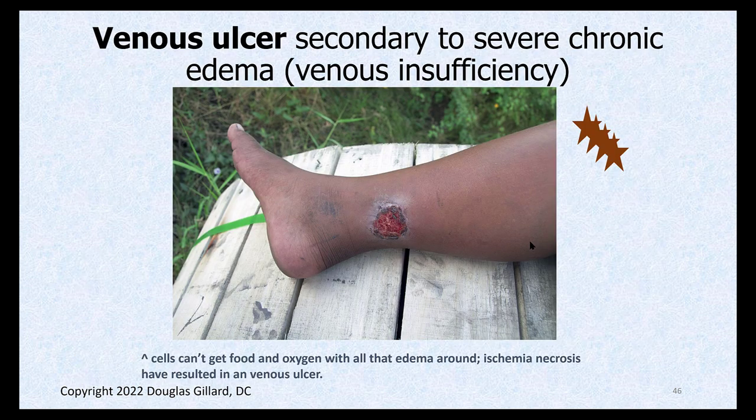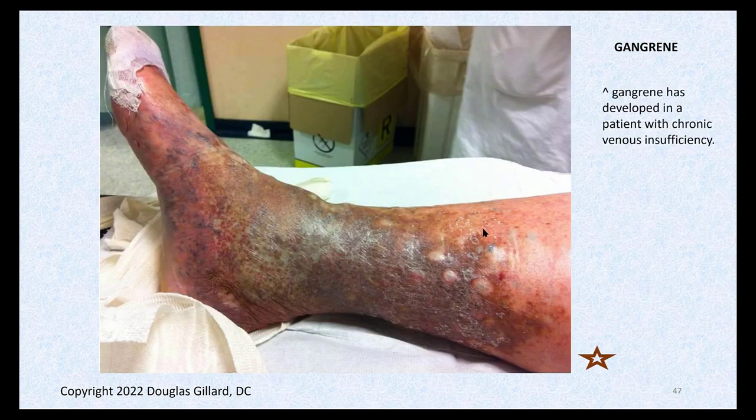Talk about that more in lab. And we can go a step further. So this is a person with venous insufficiency, and they got an ulcer starting because of it. And then here's the last step. This patient has waited too long. Chronic venous insufficiency, not taken care of. Their toe looks horrible, and they have gangrene.